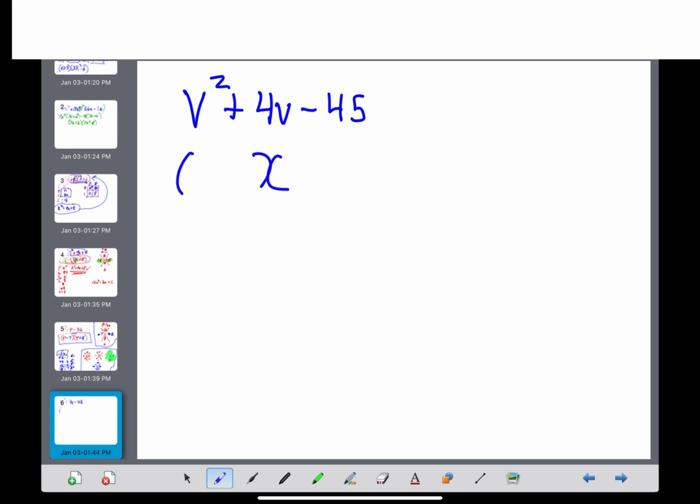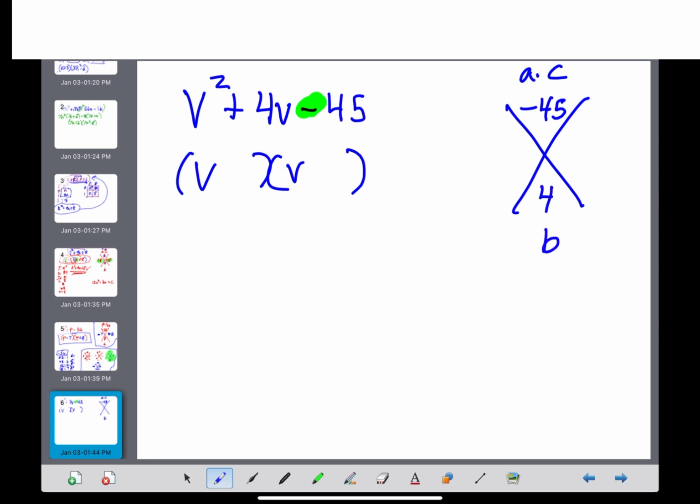Okay, so we'll start out by writing it as a product of two of them. What comes first? What's v and v, right? A times C goes on the top. What's that value going to be? Make sure you put that negative with it. It's going to be negative 45 because we've got this negative right here. What goes on the bottom? It's my B value, so 4 goes on the bottom.